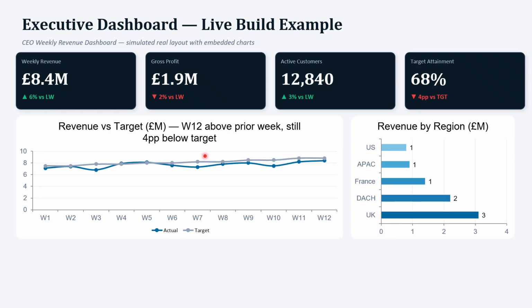So this is making something very meaningful. The CEO does not need to read the chart to get the answer. The title itself is providing it. And the secondary chart on the right. So here it is a regional breakdown chart.